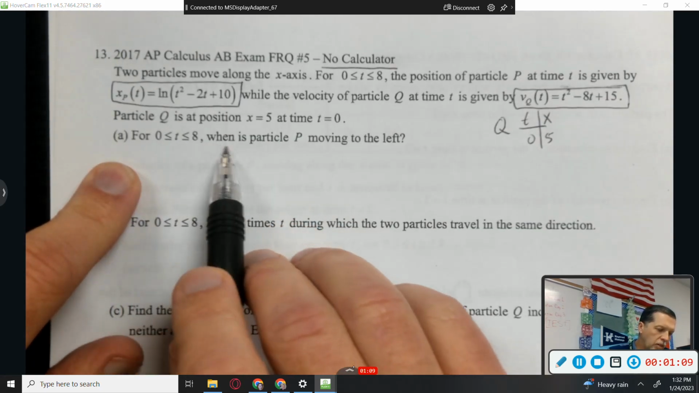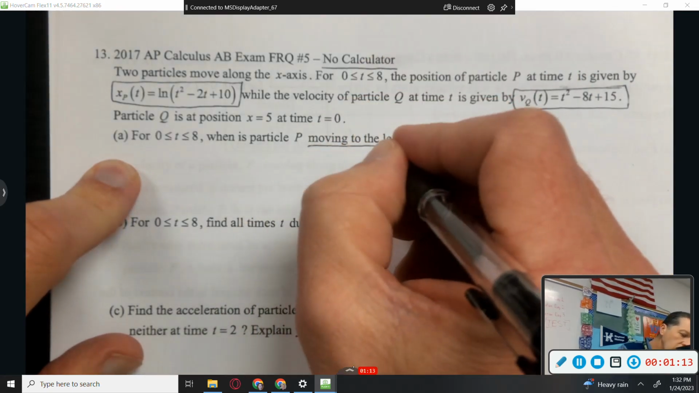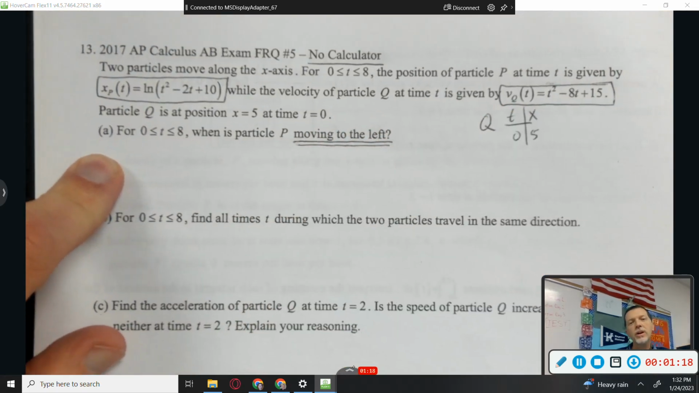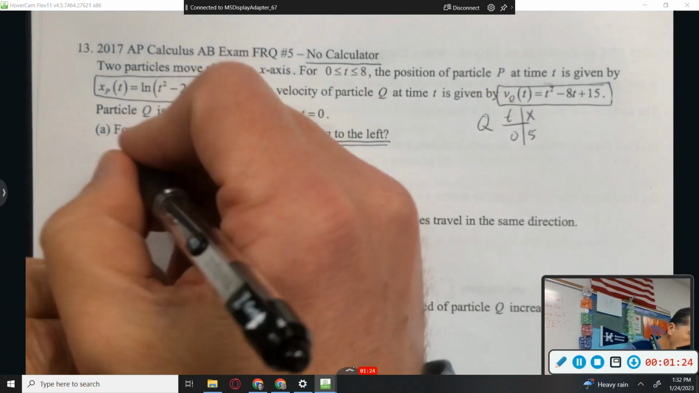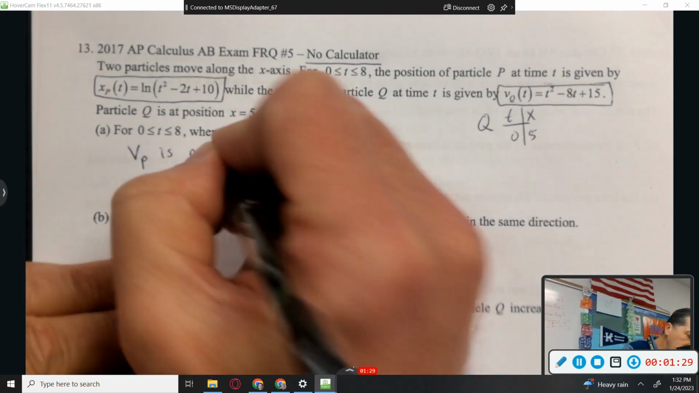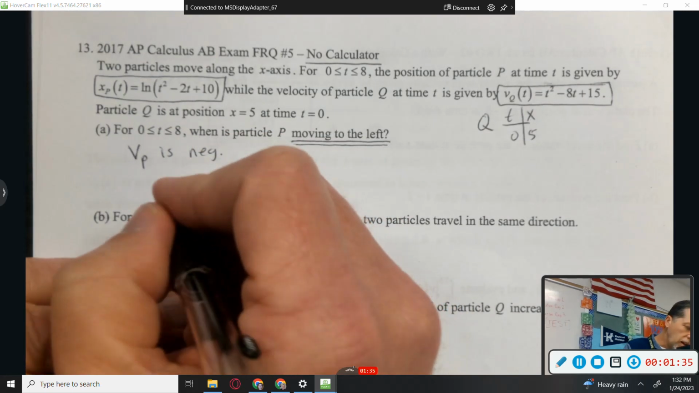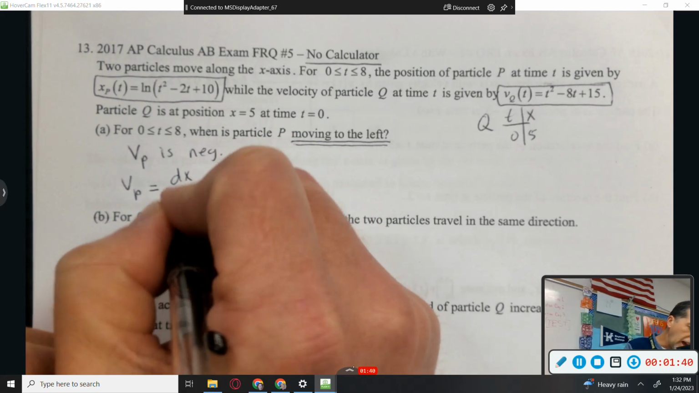For 0 to 8, when is particle p moving to the left? Well, it doesn't say justify, but I kind of have to justify in my head to know what to do here. Moving to the left, what does that mean? Velocity is negative. So I want to know when v of p is negative. Well, so I need to get velocity of p. That would be dx/dt.